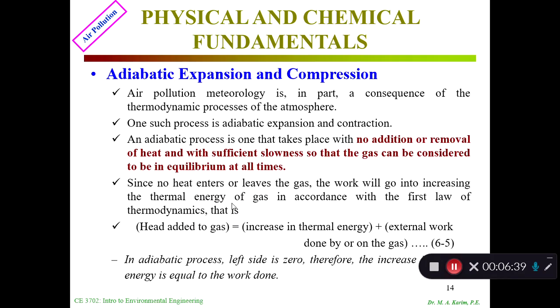Adiabatic expansion and compression. An adiabatic process is one that takes place with no addition or removal of heat and with sufficient slowness so that the gas can be considered to be in equilibrium at all times. So this is the adiabatic process, expansion, compression, processes like that. We saw those in previous classes, meaning physics, chemistry, so you guys should be okay on that.